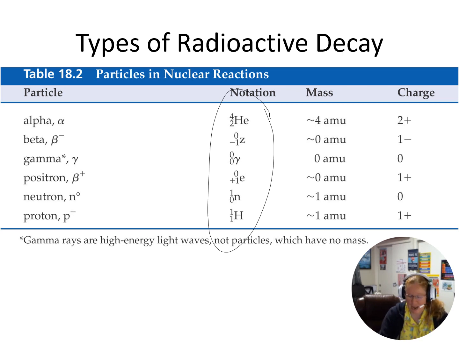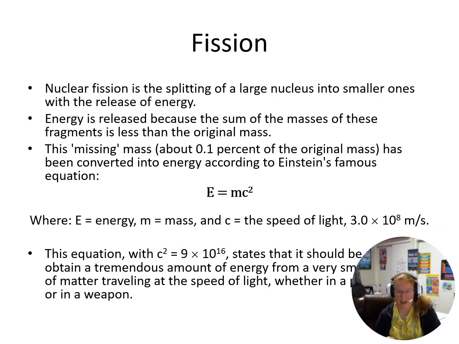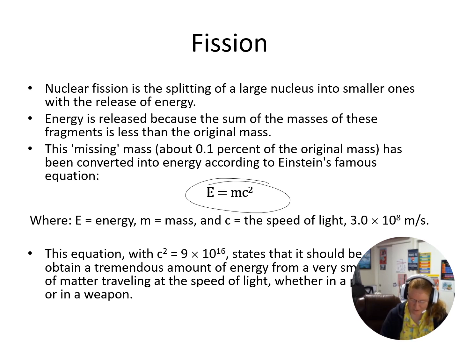So we get different types of nuclear reactions. We have fission. In fission, we're splitting a large nucleus into smaller ones, and we get a release of energy along with this. We get this energy release because we get less than the original mass. The missing mass, it's not a whole lot, but it's converted into energy. If you've ever seen E equals mc squared, this comes into play with these nuclear fission reactions. And so we get energy, we get mass, and we get the speed of light.